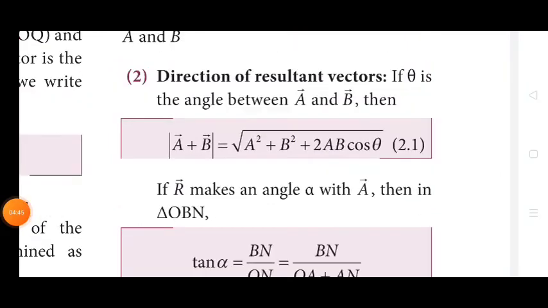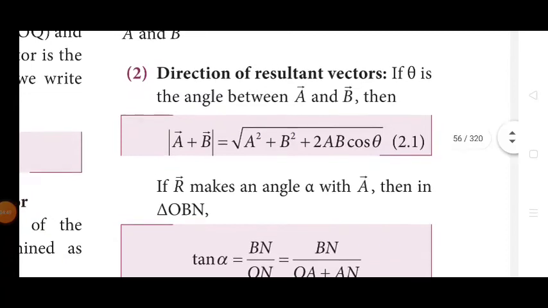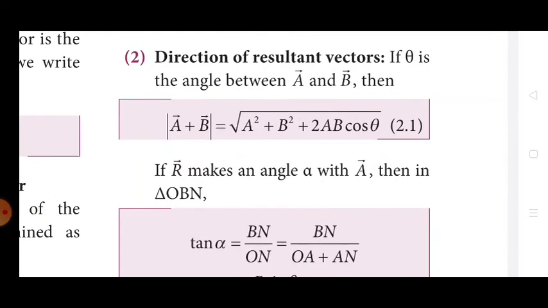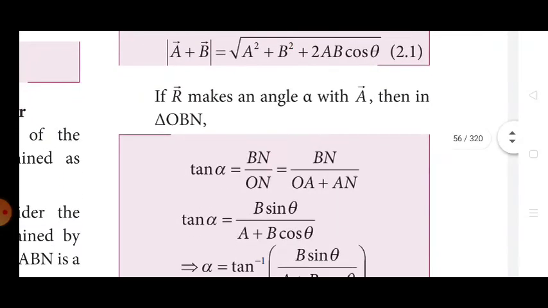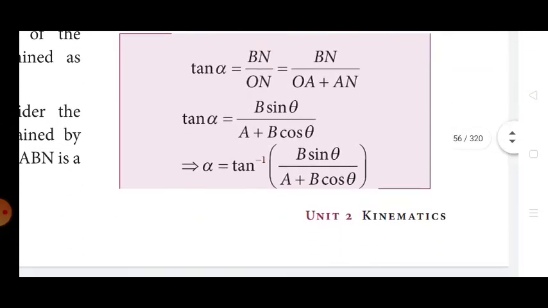So modulus of a vector plus b vector is equal to root of a square plus b square plus 2ab cos theta. So tan alpha is equal to b sin theta by a plus b cos theta. So alpha is equal to tan inverse b sin theta by a plus b cos theta.